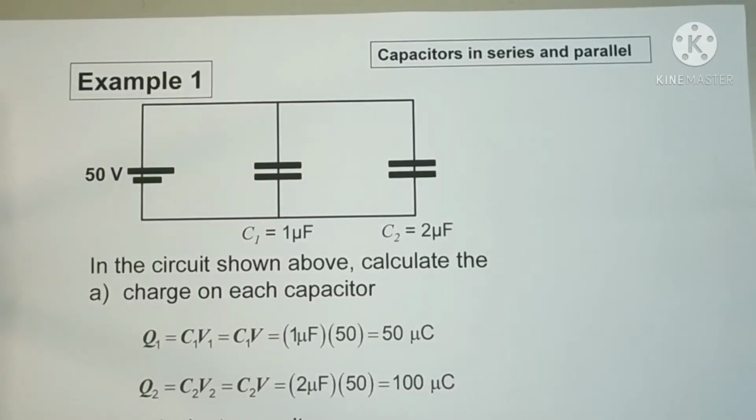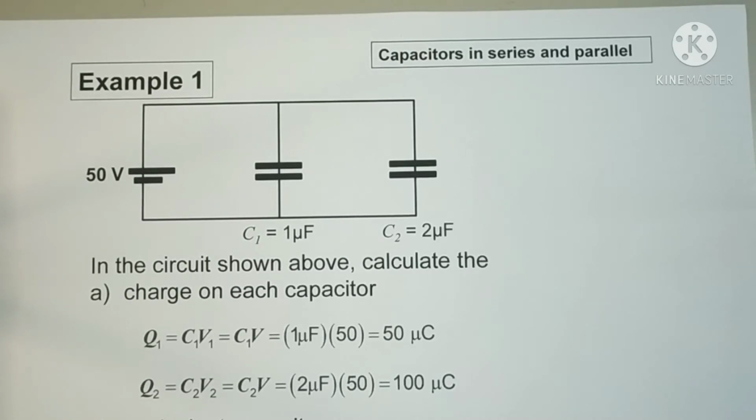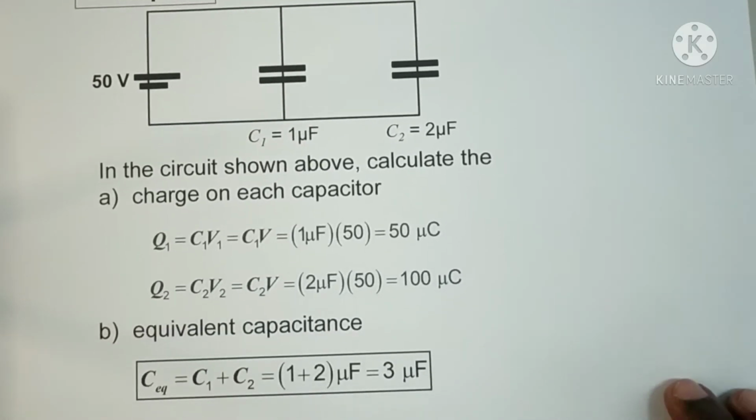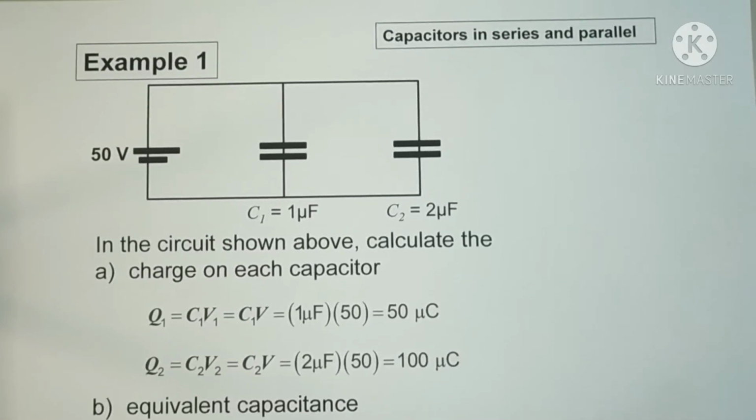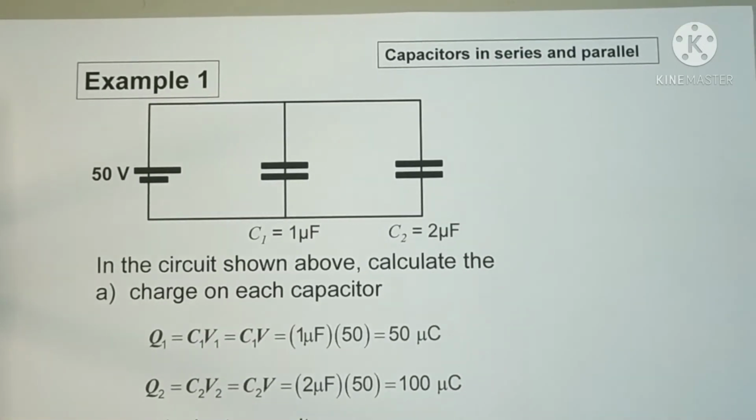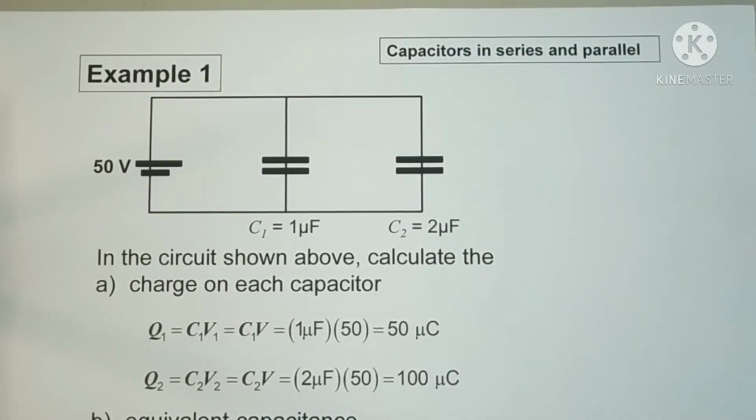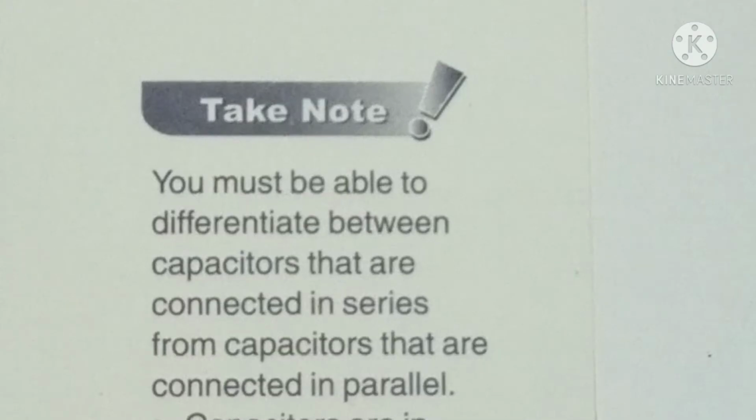Let us see a few examples of capacitors in series and parallel. In example 1, for the circuit shown above, calculate the charge on each capacitor and the equivalent capacitance. For the beginning part, you have to identify whether the two capacitors are in series or parallel. Please take note that you must be able to differentiate capacitors that are connected in series from capacitors that are connected in parallel.